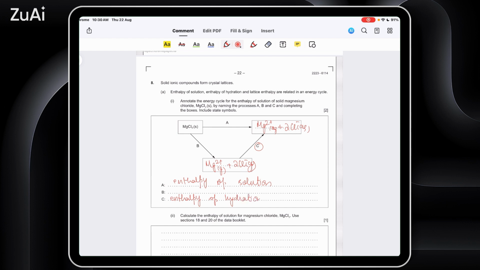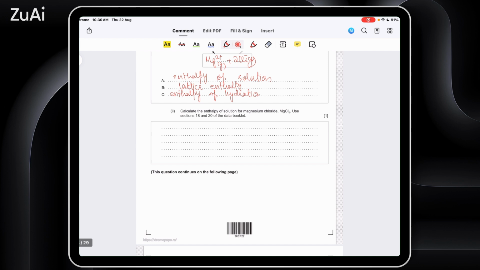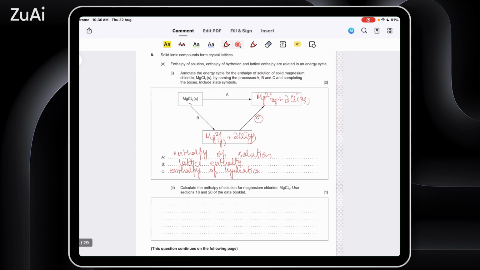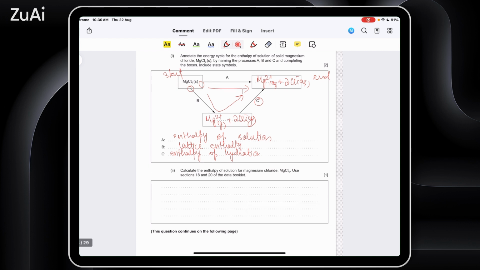And when gas to solid, that's lattice enthalpy. Or solid to gas, that is lattice enthalpy. And you can make the Hess cycle. That's start, that's end. So this is the direct route, this is the indirect route. So A is equal to B plus C.